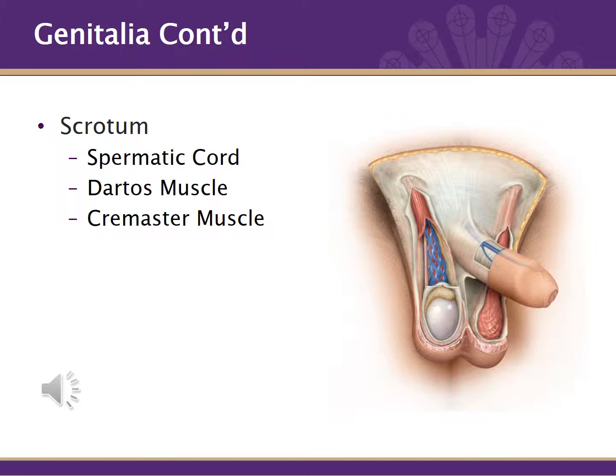Associated with the testes are also several muscles that allow the testes to be pulled closer to the torso. The dartos muscle attaches to the bottom portion of the testes, is made of smooth muscle, and when it contracts, it decreases the distance between the testes and the torso. Lastly, the cremaster muscle surrounds the spermatic cord and also helps pull the testes closer to the torso.